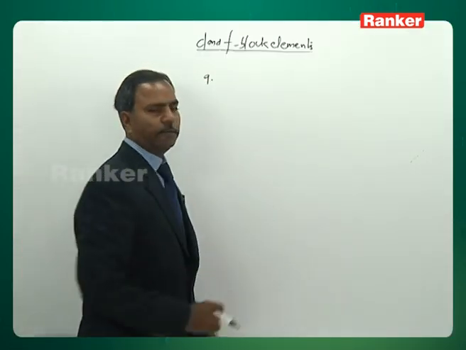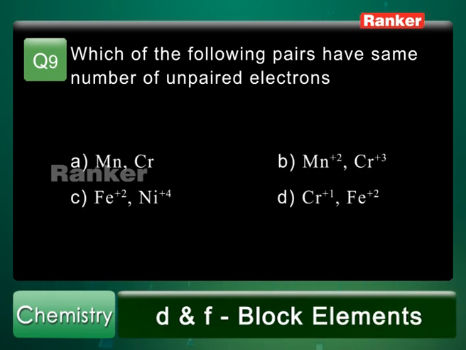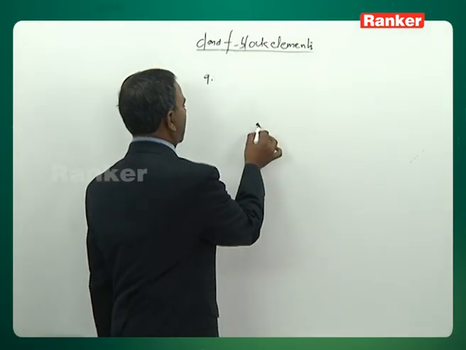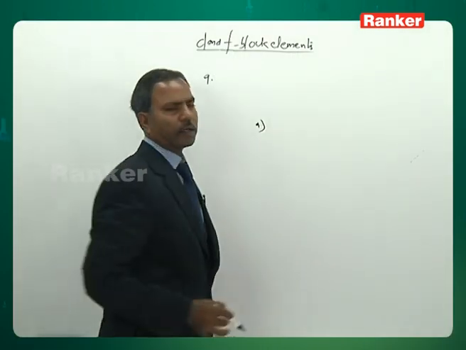Coming to question number 9, which of the following pairs have the same number of unpaired electrons? You have to check that each pair has the same number of unpaired electrons. Coming to option 1, Mn and chromium are given.